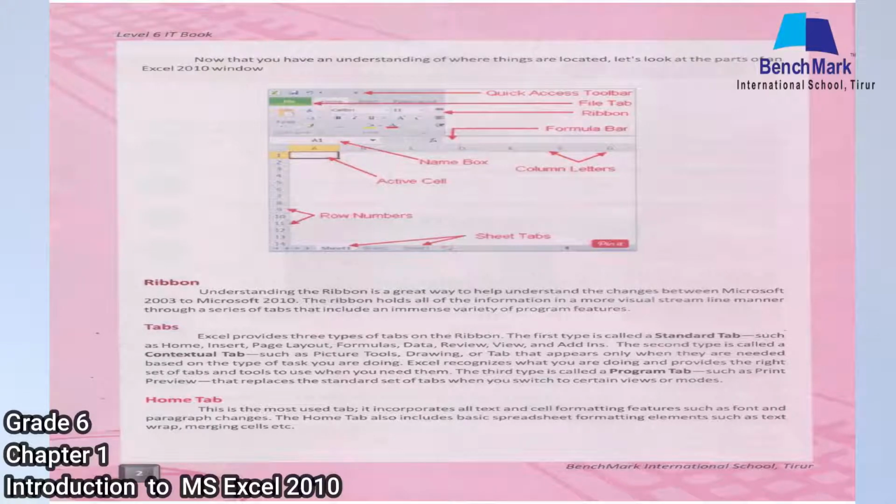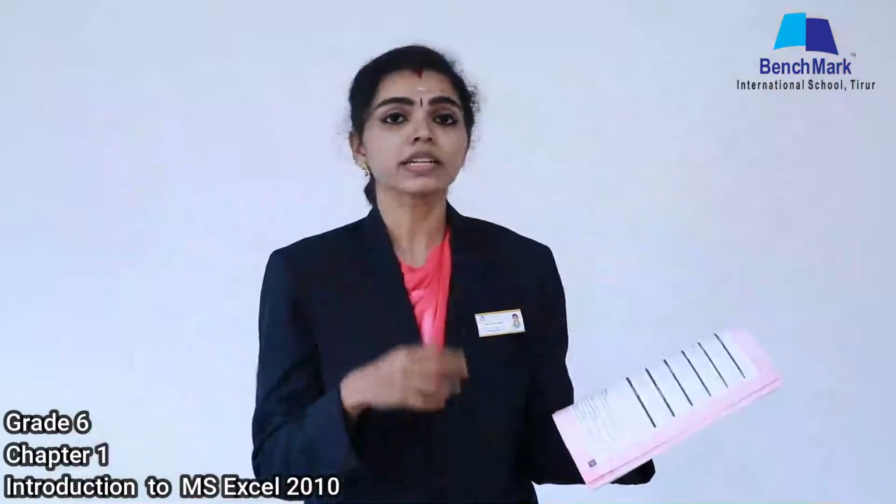Okay. And then the third type of tab is the program tab. What is this program tab all about? It replaces the standard set of tabs when you switch to a certain view or mode. So based on your view changes, your tab options will switch based on the view or mode. Those tabs are called program tabs. Okay. I hope it is clear to you all.